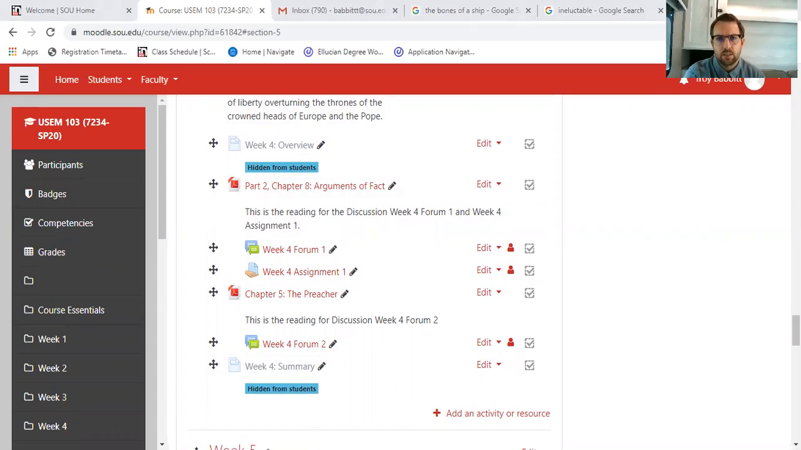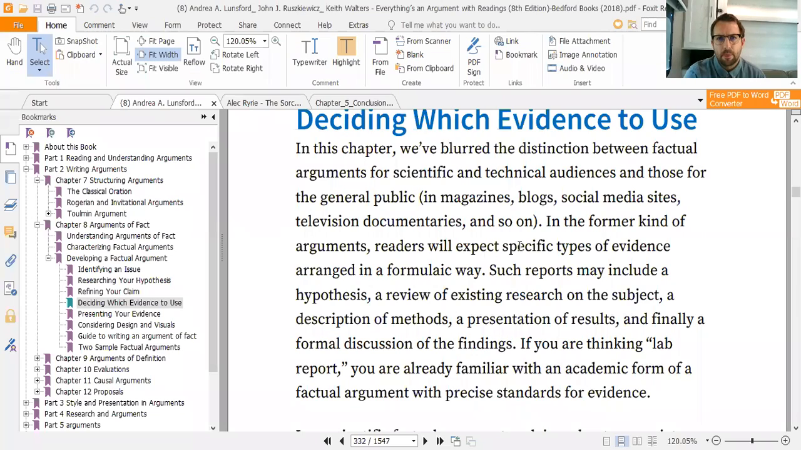a part of the text. Oh, I have to share this with you too. Look at this in the chapter when it talks about deciding which evidence to use. They describe that they blur the distinction between factual arguments for scientific and technical audiences and those for the general public in magazines, blogs, social media sites.